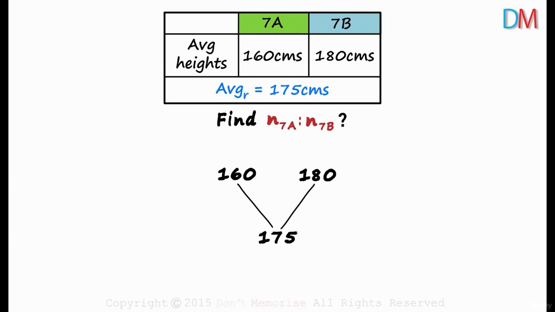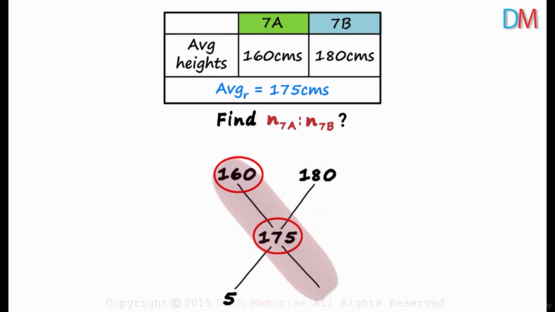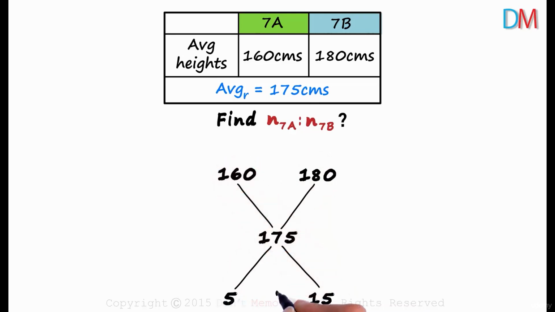Do you remember the two things we had to keep in mind? First, diagonals, and second, greater minus smaller. In this diagonal, 180 minus 175 will give us 5. And in this diagonal, 175 minus 160 will give us 15. And never forget that this is a ratio. This ratio is also equal to 1 to 3.